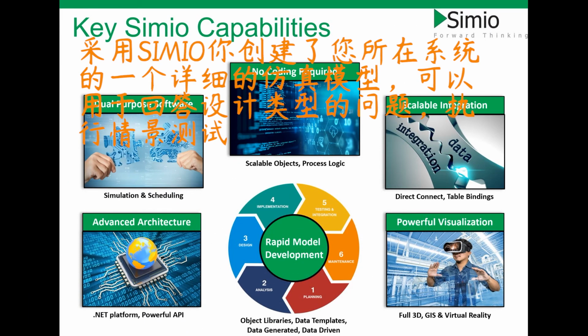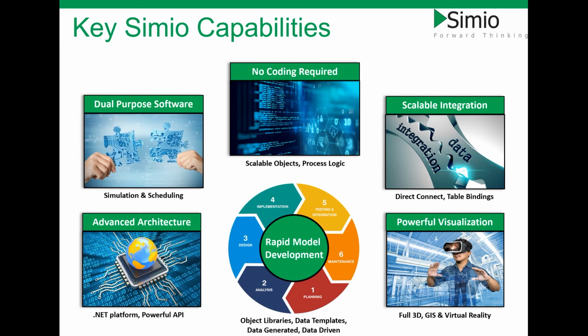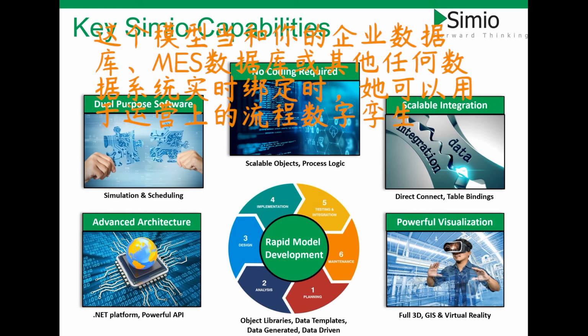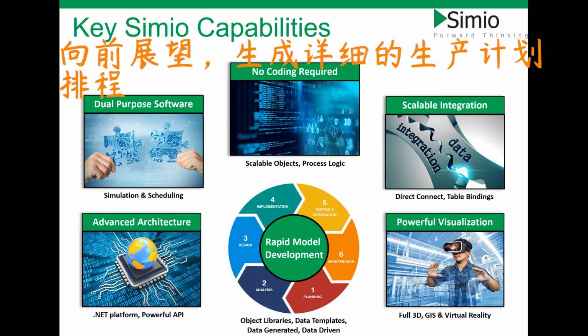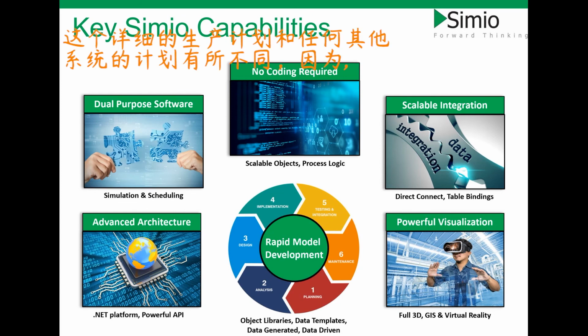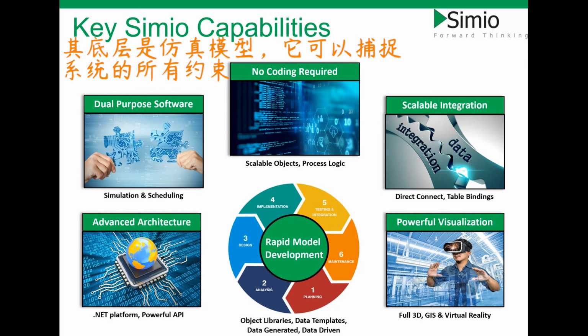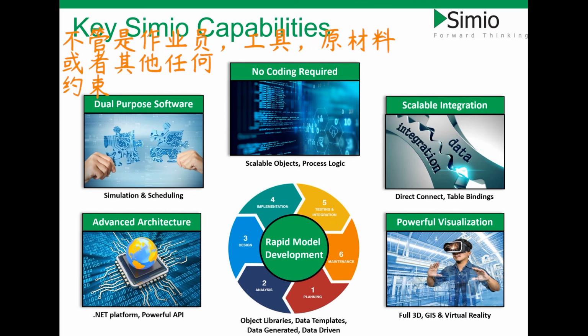So in summary, you've created a detailed simulation model of your system that can be used to answer design questions and do what-if scenarios. But the same exact model, when tied to real-time data from your ERP or your manufacturing execution system or any other system, can be used as an operational digital twin, looking forward and creating a detailed production schedule. This detailed production schedule is different than any other production schedule because, being a simulation model underneath, it can capture all of the constraints, whether that's constraints on labor, tooling, raw materials, or any other resource.